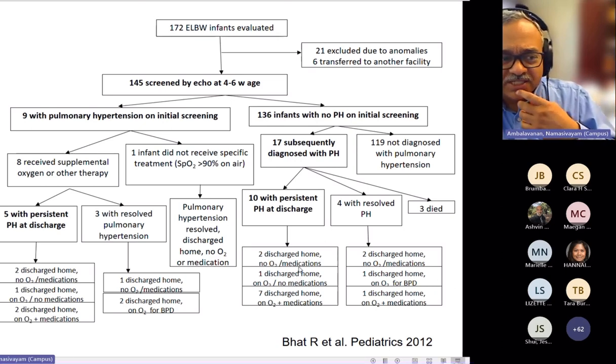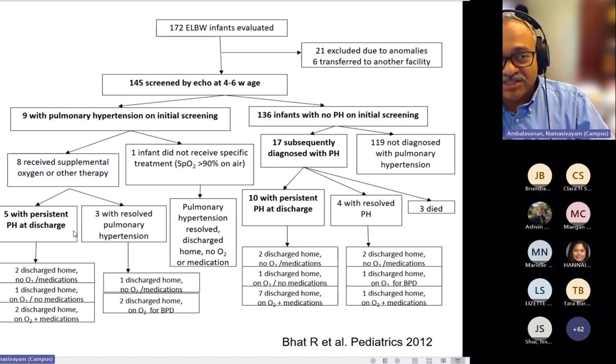This was one of the very first prospective cohort studies, done at UAB back in 2012, where we screened all extremely preterm infants with echocardiogram starting at 4 to 6 weeks of age and then every month thereafter. We found some infants had early pulmonary hypertension, even at a month of age, and half of them had persistent pulmonary hypertension at discharge. Some had pulmonary hypertension later on, and many continued to persist to discharge. So pulmonary hypertension is reasonably common, and it often persists to discharge.